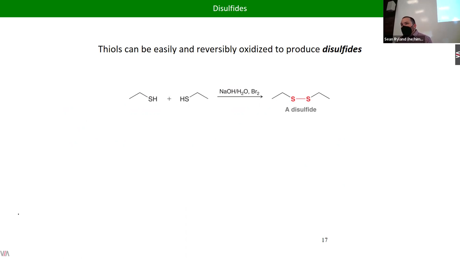Where these differ from alcohols is that once you make them, they can react a little bit differently. An oxygen-oxygen single bond was a peroxide bond, right? And we knew those as being very unstable. They're good initiators for free radical reactions. Sulfur-sulfur single bonds aren't nearly as likely to result in free radical reactions for some reason.